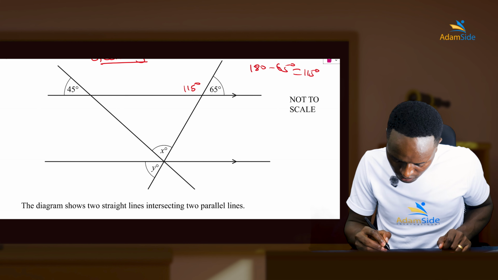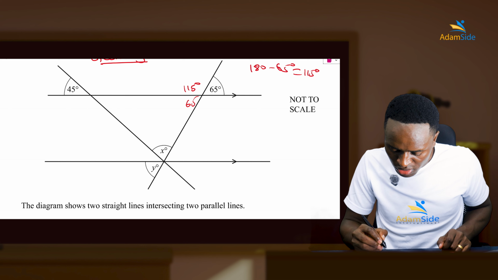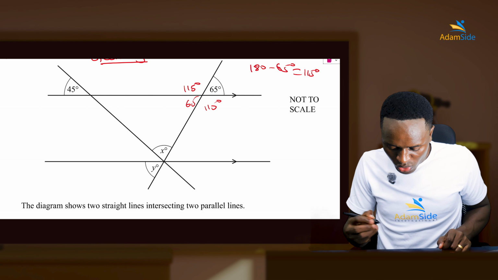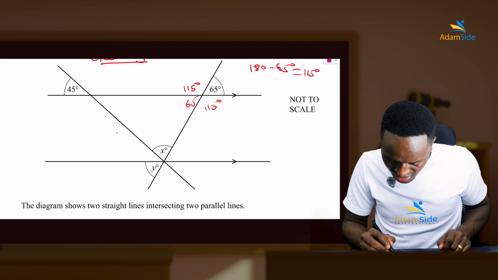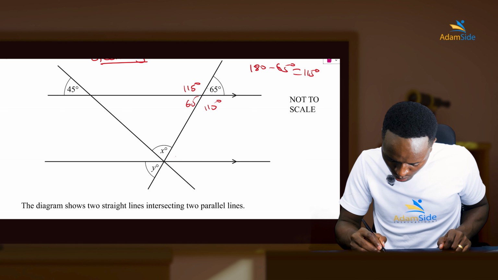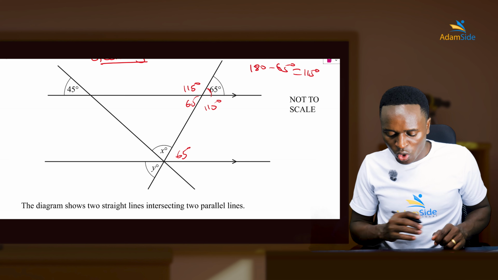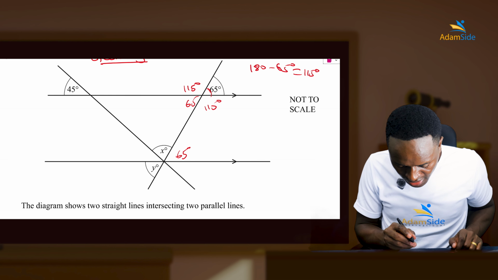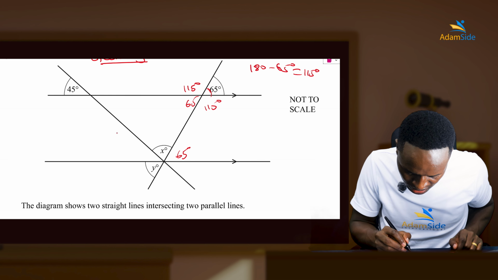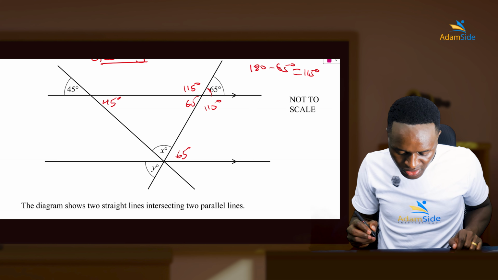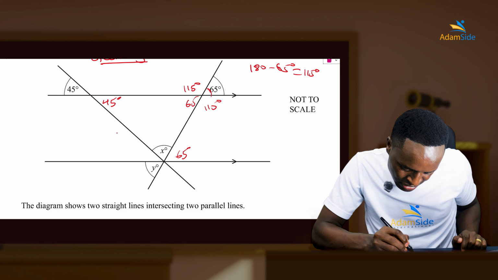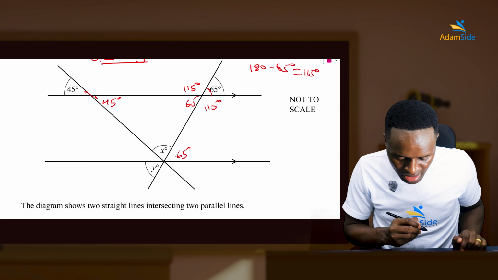And then this is a vertically opposite angle. This is 115 degrees. Correct. This angle corresponds to this angle. An angle on top here corresponds to an angle on top here. So that's 65 degrees. Correct. Then you have 45 degrees here. This is also 45 degrees. Why? Vertically opposite angles are equal. So that is vertically opposite to that angle.